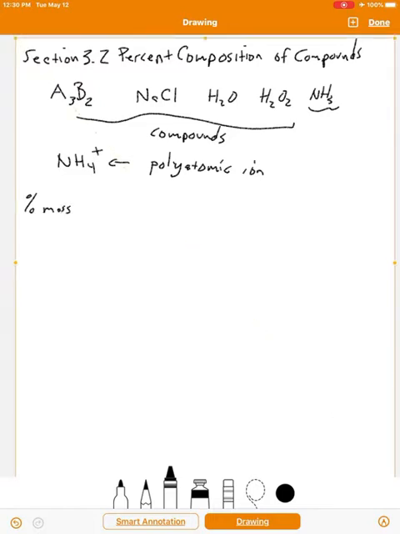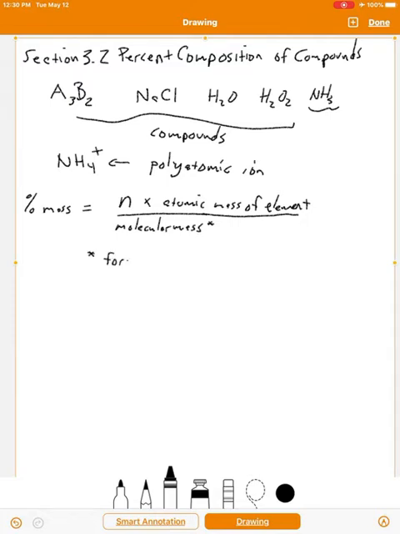So what we're going to do is calculate something called percent mass. And it's a very simple calculation. It's done for each element, and what you do is you take the number of atoms of one of the elements, and you multiply it by the atomic mass of the element. And then you divide that by the molecular mass. I'll put a little asterisk here that it could also be formula mass if it's ionic. Remember from the previous section that if we have an ionic compound, we would call it the formula mass.